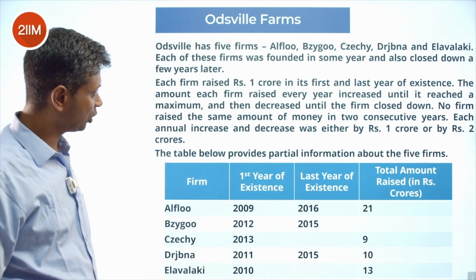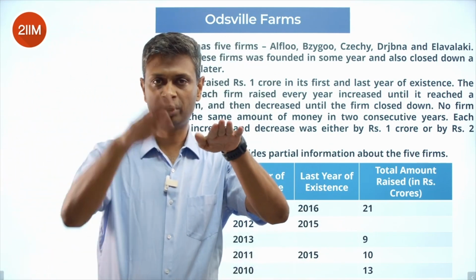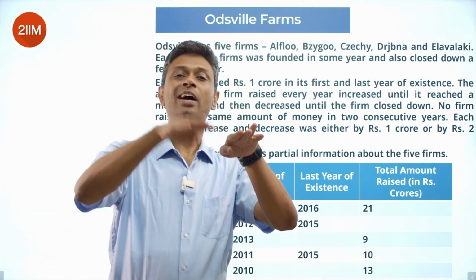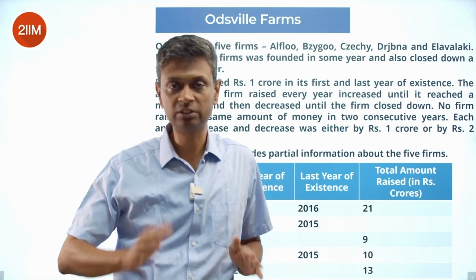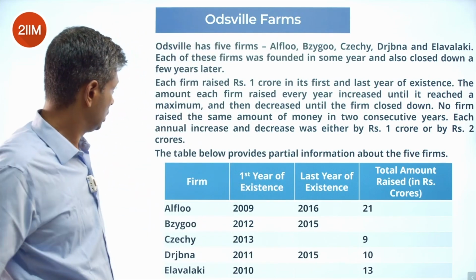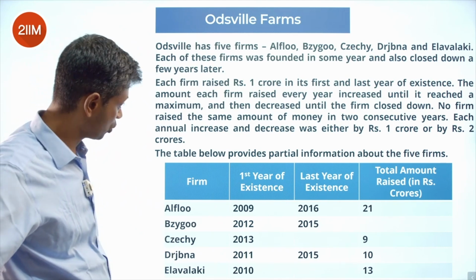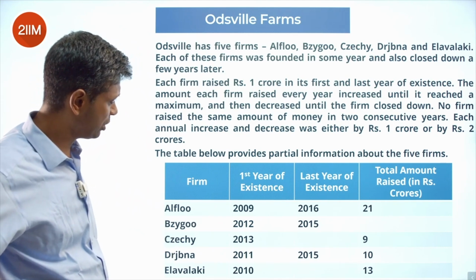No firm raised the same amount of money in 2 consecutive years. Subsequent year is higher or lower. If it is lower, then lower throughout till the finish. If it's higher, higher till one point. So somewhere in the middle is the maximum. Each annual increase and decrease was either rupees 1 crore or 2 crores. The table below provides partial information about the 5 firms.